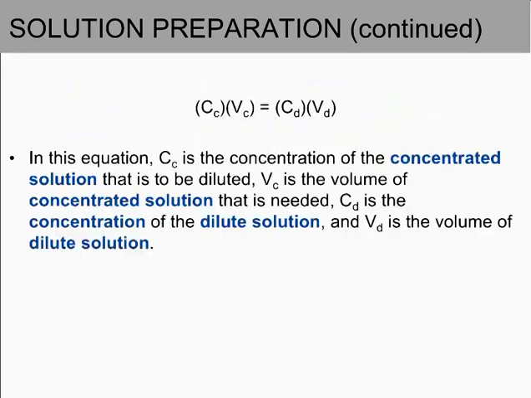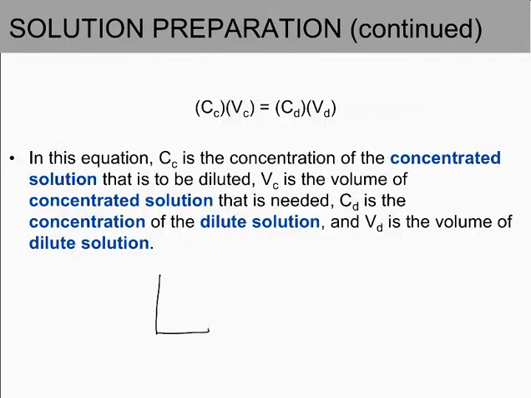So in this equation, CC is the concentration of the more concentrated solution, and VC is the volume of that more concentrated solution that is needed to make the dilute solution. And then CD is the concentration of the dilute solution, and VD is the volume of the dilute solution.